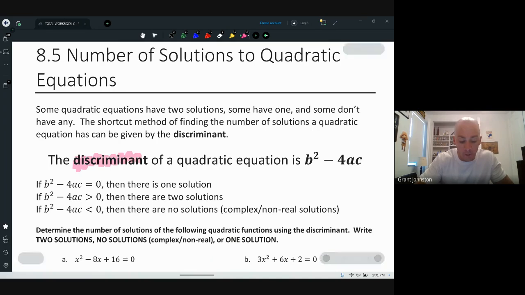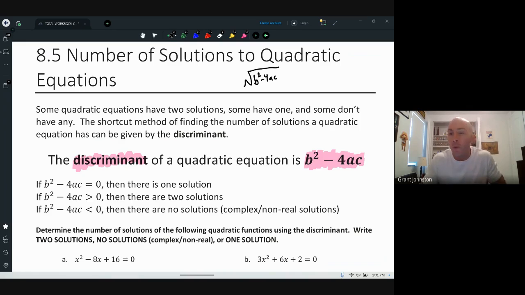So we call this the discriminant, and it's this formula right here. It says b squared minus 4ac. And that should look pretty familiar to you, because if you remember from the quadratic formula, that's the part that's underneath the square root. So you don't need to write this, but in the quadratic formula, we have that b squared minus 4ac underneath the square root.